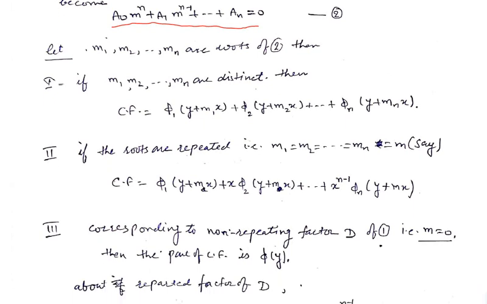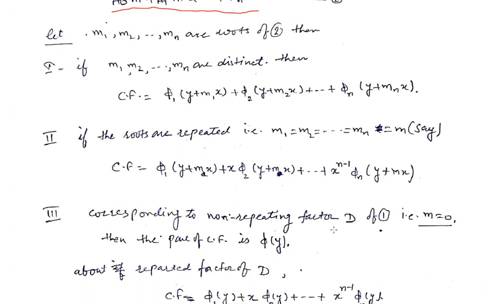Now the third case, corresponding to a non-repeating factor D. When D is a factor of the given equation, it means m equals 0 will be a solution of the auxiliary equation. So when we put the value of m in phi of (y plus mx), it gives only phi of y. So the part of the complementary function is phi of y, a function of y. Here phi is an arbitrary function.